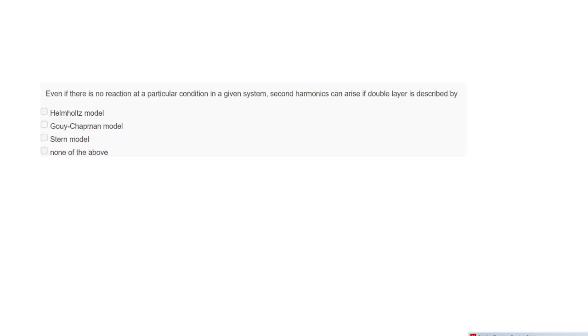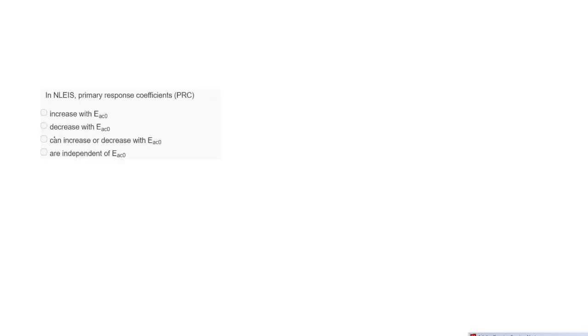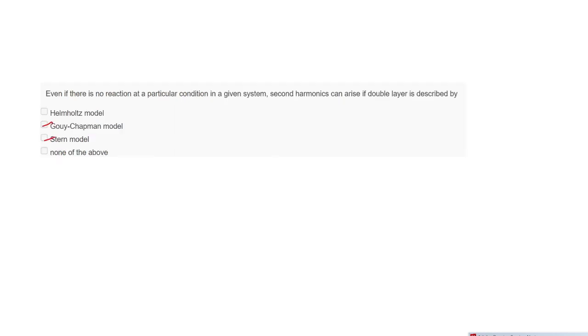Even if there is no reaction at a particular condition in the system, second harmonics can arise if the double layer is described by Helmholtz, Gouy-Chapman, Stern model, or none of the above. So here the answer is Gouy-Chapman and the Stern model. Okay. In the Stern model, excuse me, the Stern model is the combination of both of them, Gouy-Chapman and Helmholtz model.